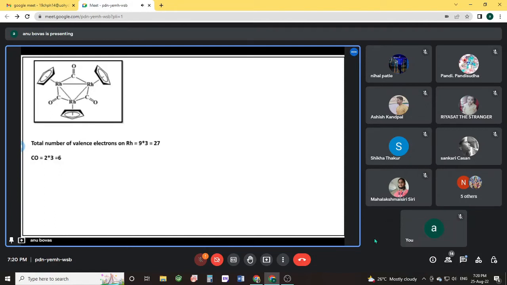Okay. Now, the next one is Cp. We can see there are 3 Cp attached and there are 3 metal to metal bonds. So, how many electrons will each give? Can anyone answer? Okay, yeah, rhodium valence electron is there and hence, yeah, correct. Rhodium is correct. It will give 9 into 3 is equal to 27. And what about Cp and the metal-metal bonds?